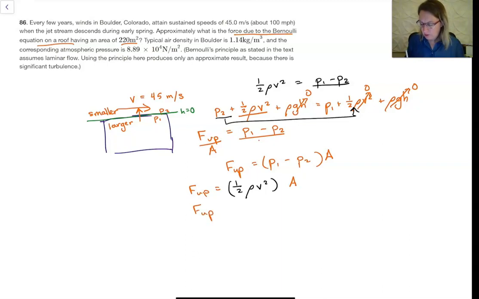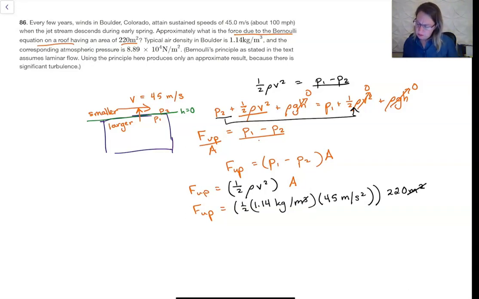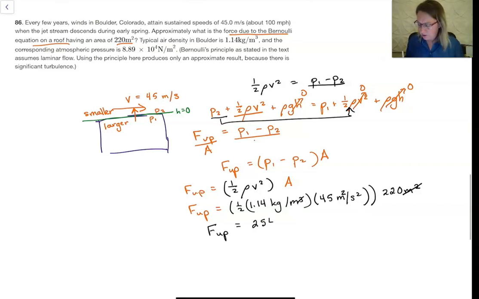So the upward force is equal to 1/2 rho. In this case, that's 1.14 kilograms per meter cubed, times our v, 45 meters per second, squared, times our area, which is 220 square meters. So that goes away, and I've got kilograms meters squared per second squared, meters squared, sorry. So that gives me kilograms meters per second squared. And so the force up, I calculated to be about 254 times 10 to the third newtons, which seems like an enormous number.